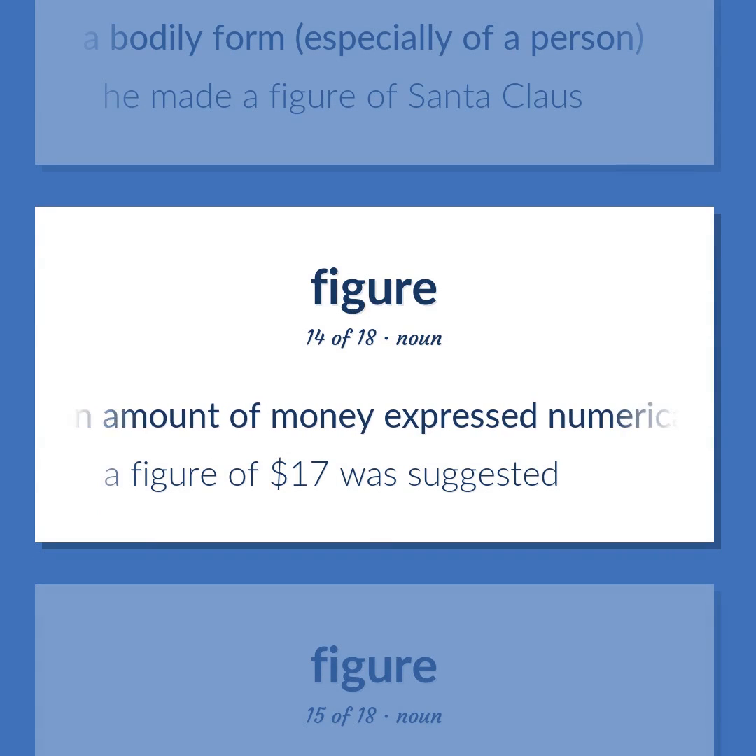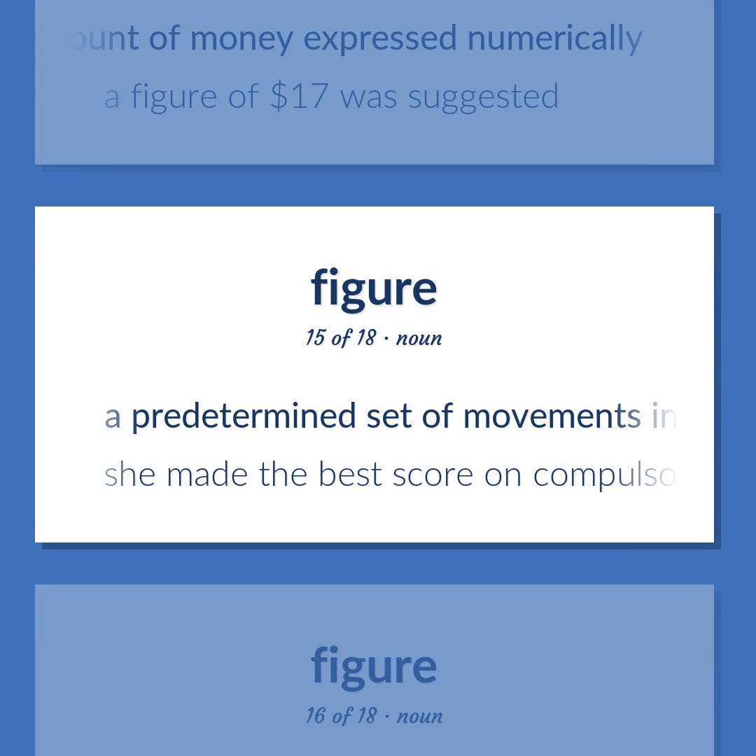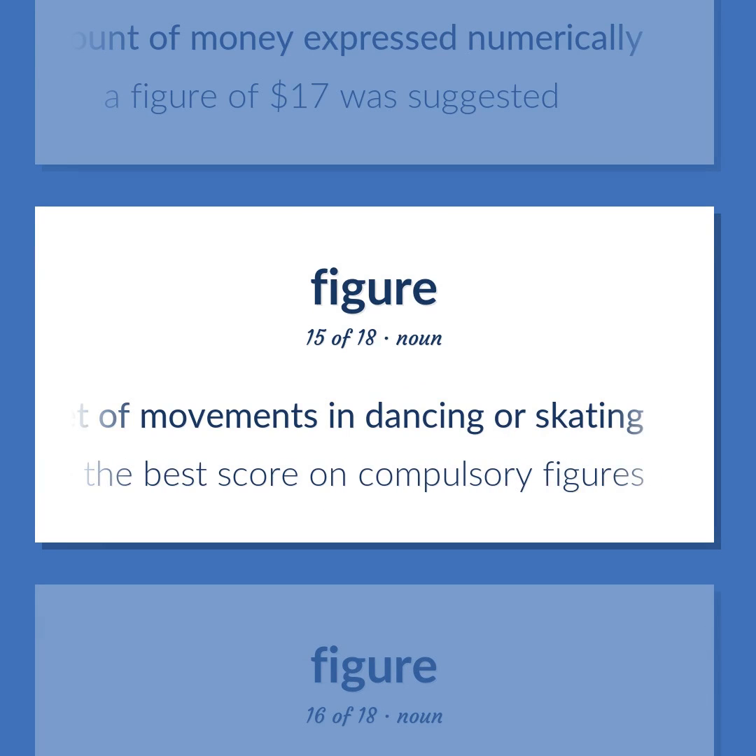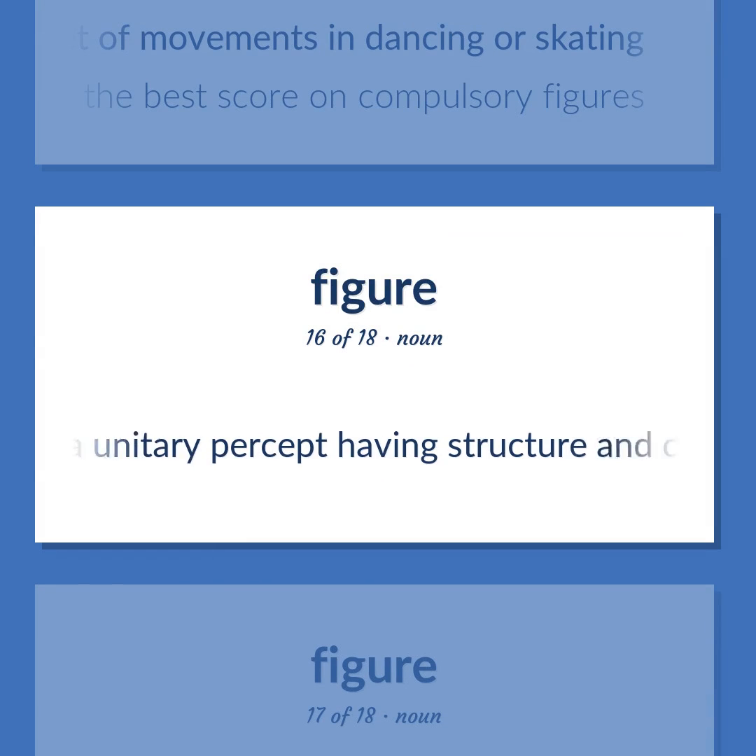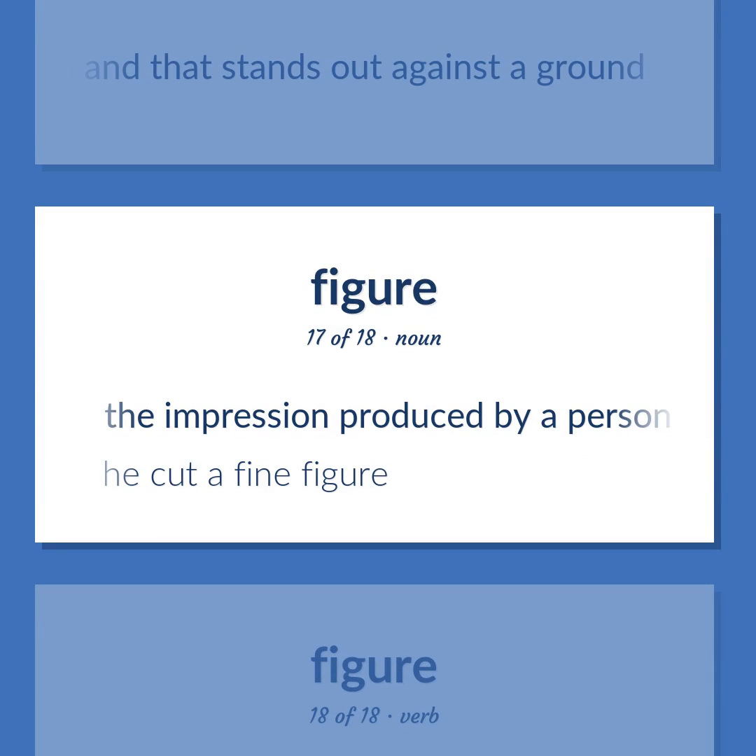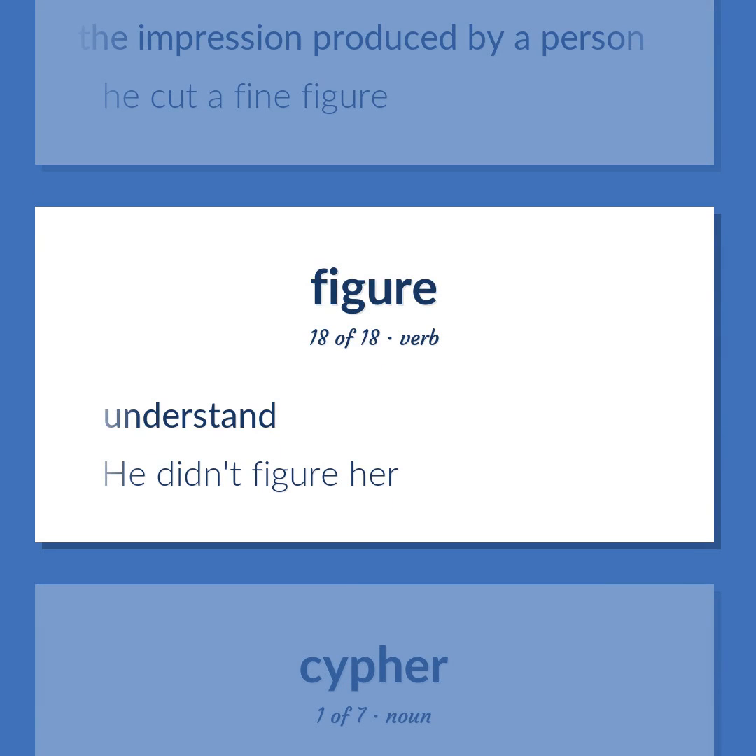An amount of money expressed numerically. A figure of $17 was suggested. A predetermined set of movements in dancing or skating. She made the best score on compulsory figures. A unitary percept having structure and coherence that is the object of attention and that stands out against a ground. The impression produced by a person. He cut a fine figure. Understand. He didn't figure her.